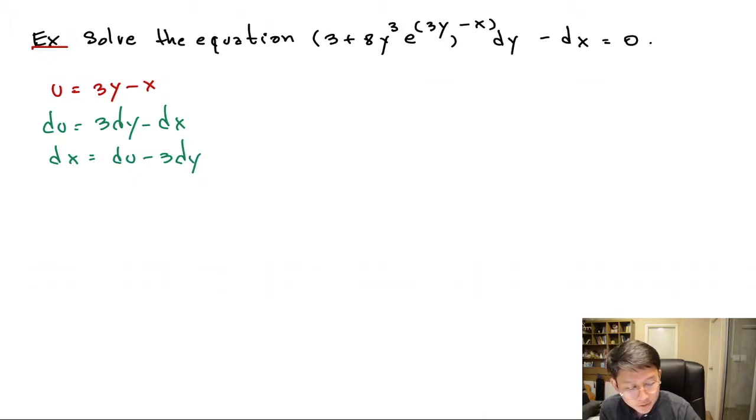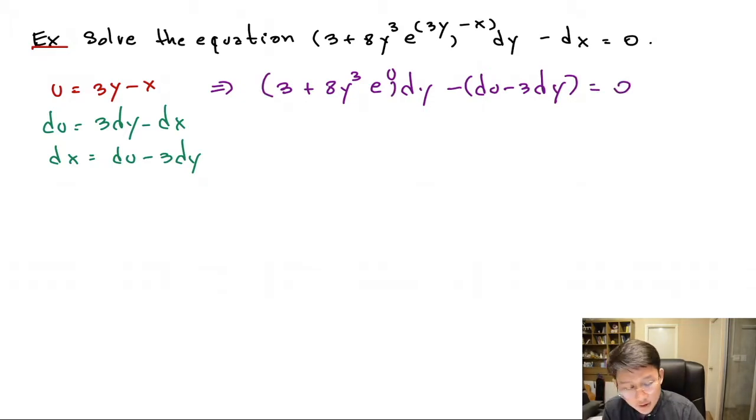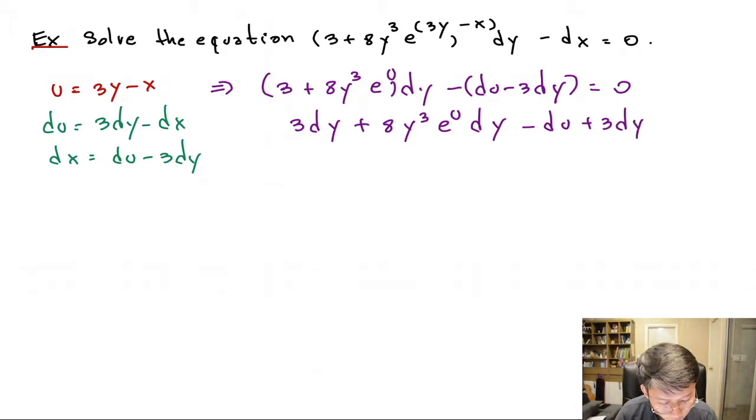So in that case, we have (3 plus 8y cubed e to the u) dy minus (du minus 3dy) equals 0. And I have this parenthesis, and then it's 3dy plus 8y cubed e to the u dy minus du plus 3dy.